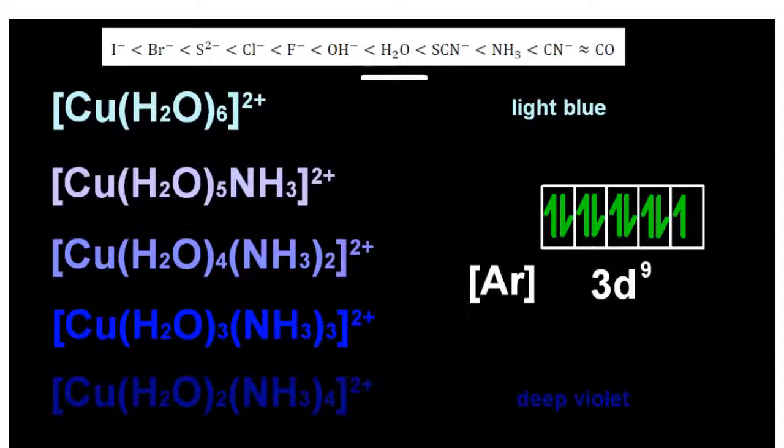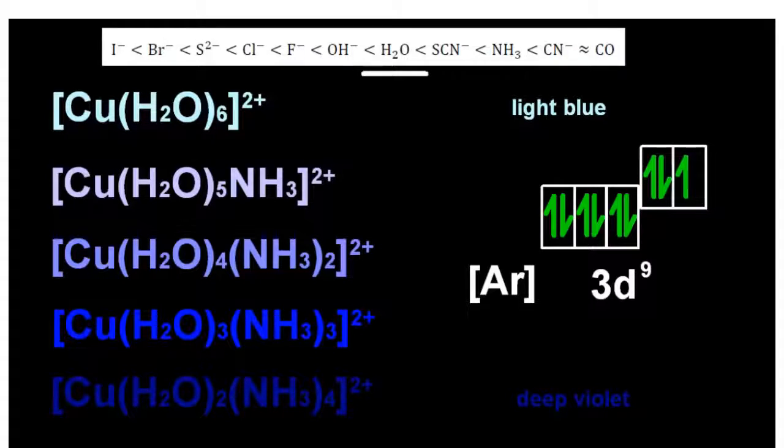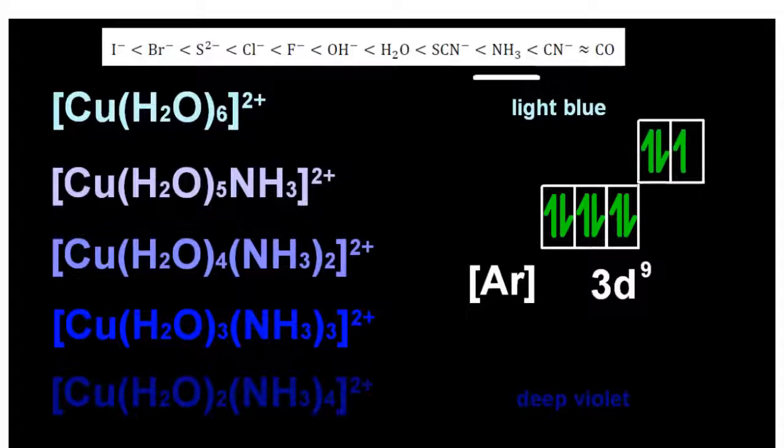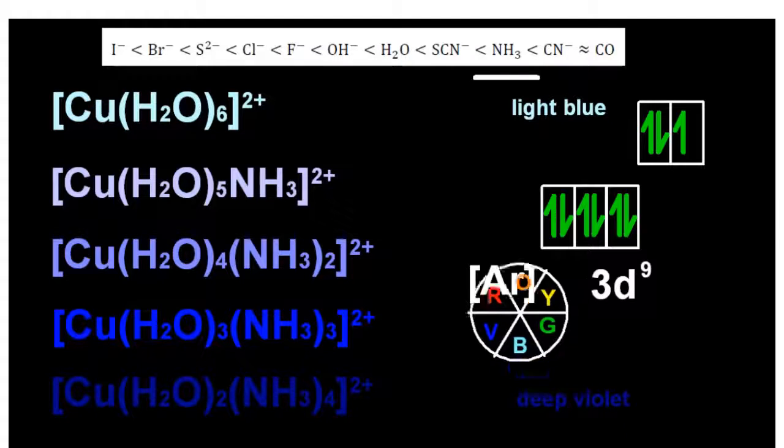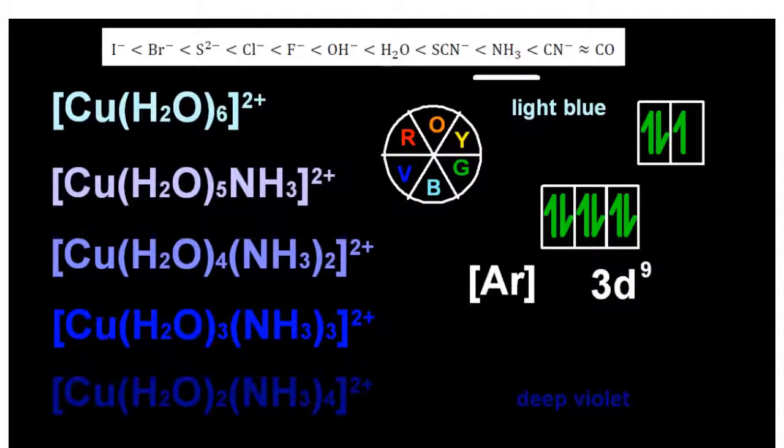First with water, and then a bunch of the water is replaced by ammonia. That's the first split. That's going to be the smallest split, because as you add ammonia, ammonia is further to the right on the spectrochemical series, the split's going to get bigger and bigger and bigger, and absorb higher and higher energy light. There's my colour wheel.